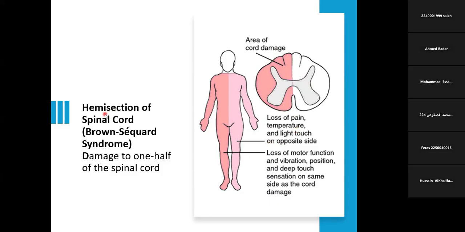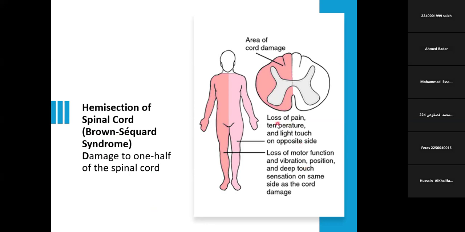What is the definition of hemisection of the spinal cord? What is the second name for it? What is the meaning of hemi? Hemi means nisf, and it is a half section of the spinal cord, not full. Its name is Brown-Séquard syndrome. It is damage to one half of the spinal cord.